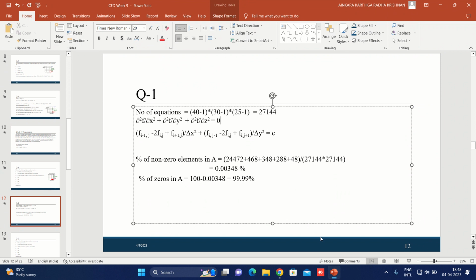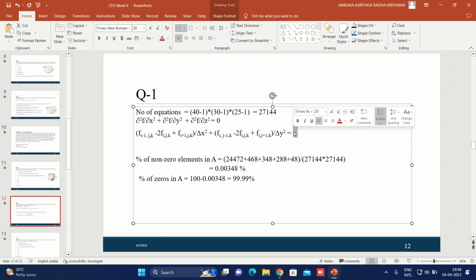So this would become 0, and first we would discretize with respect to x. So it is f(i-1, j, k), and k also remains constant in this, minus 2 f(i, j, k) plus f(i+1, j, k). And similarly it would be f(i, j-1, k) minus 2 f(i, j, k) plus f(i, j+1, k). And again this is 0.